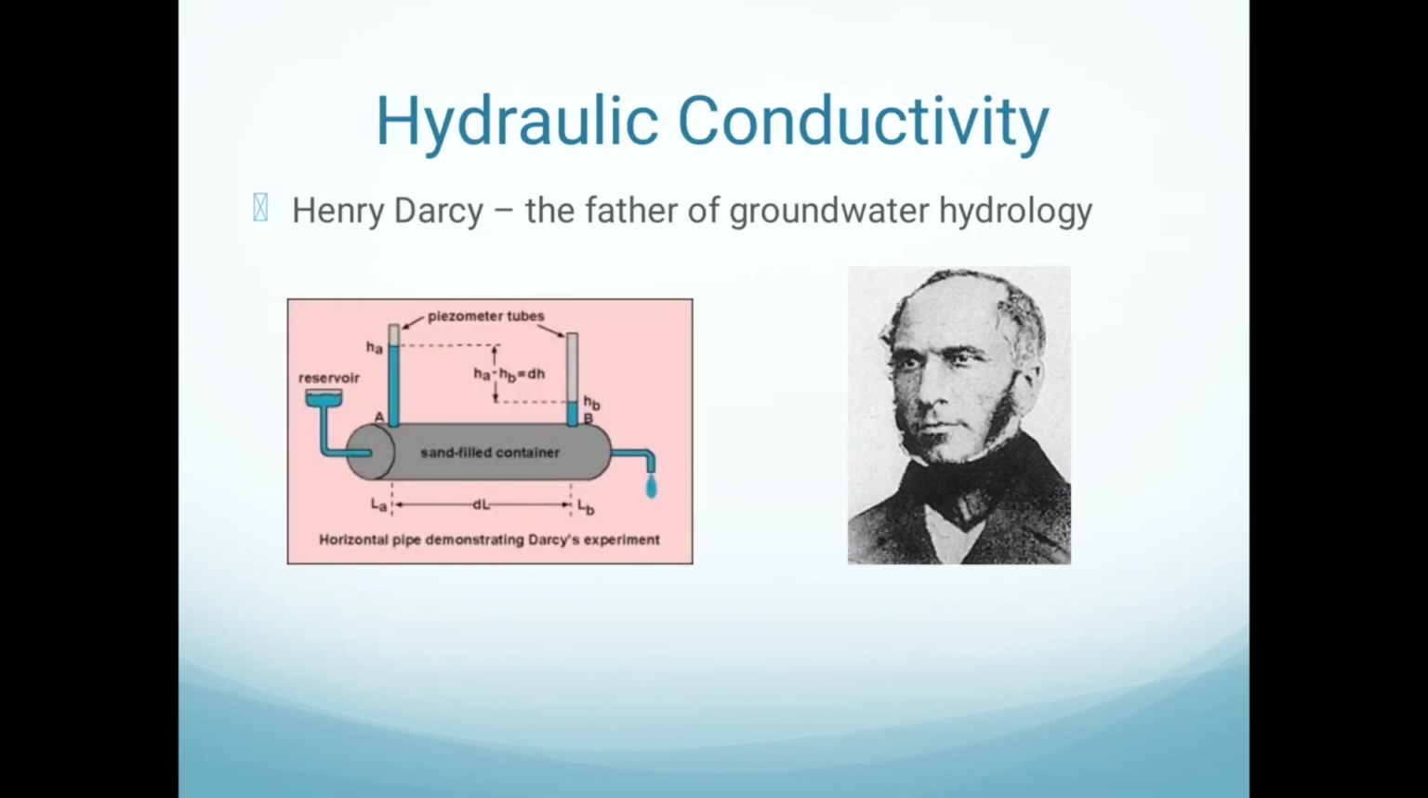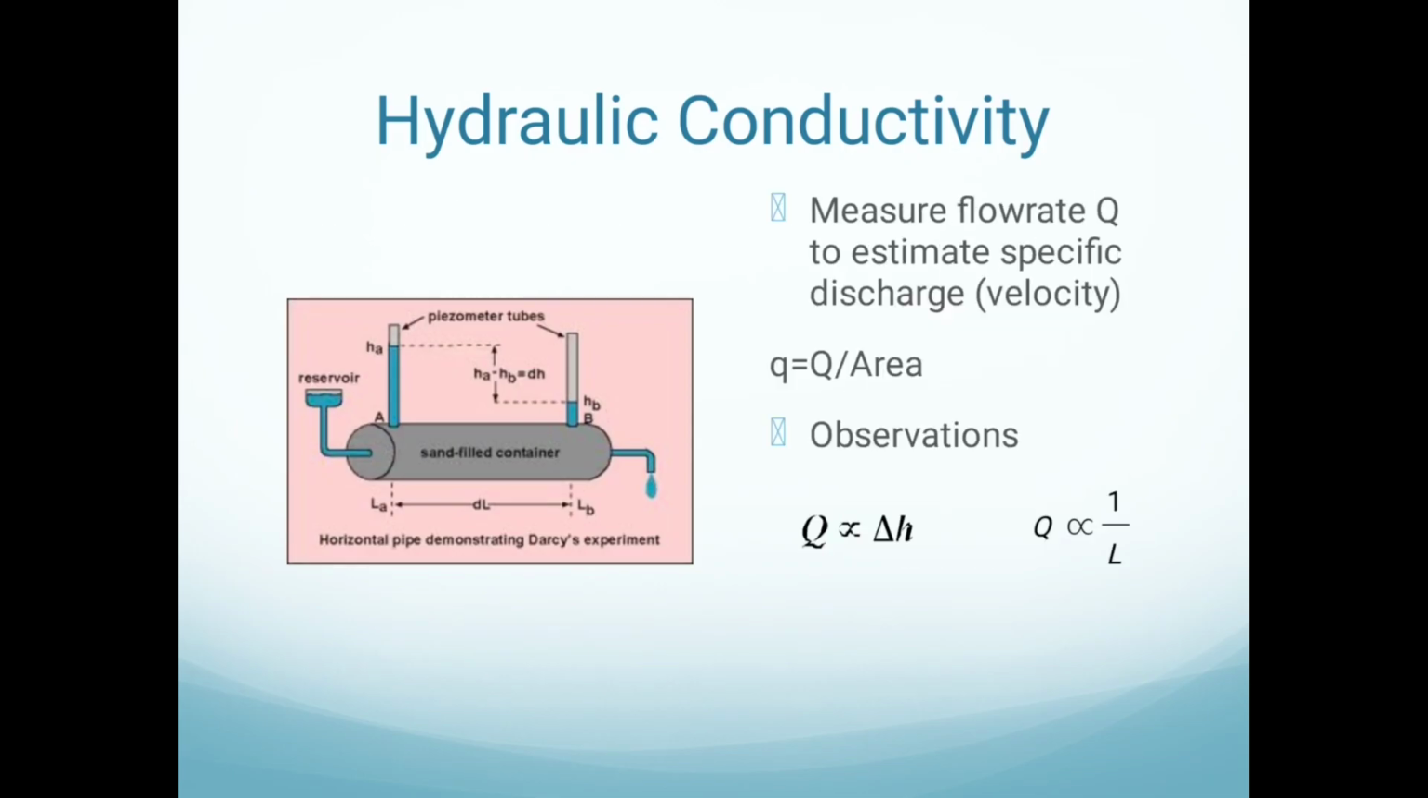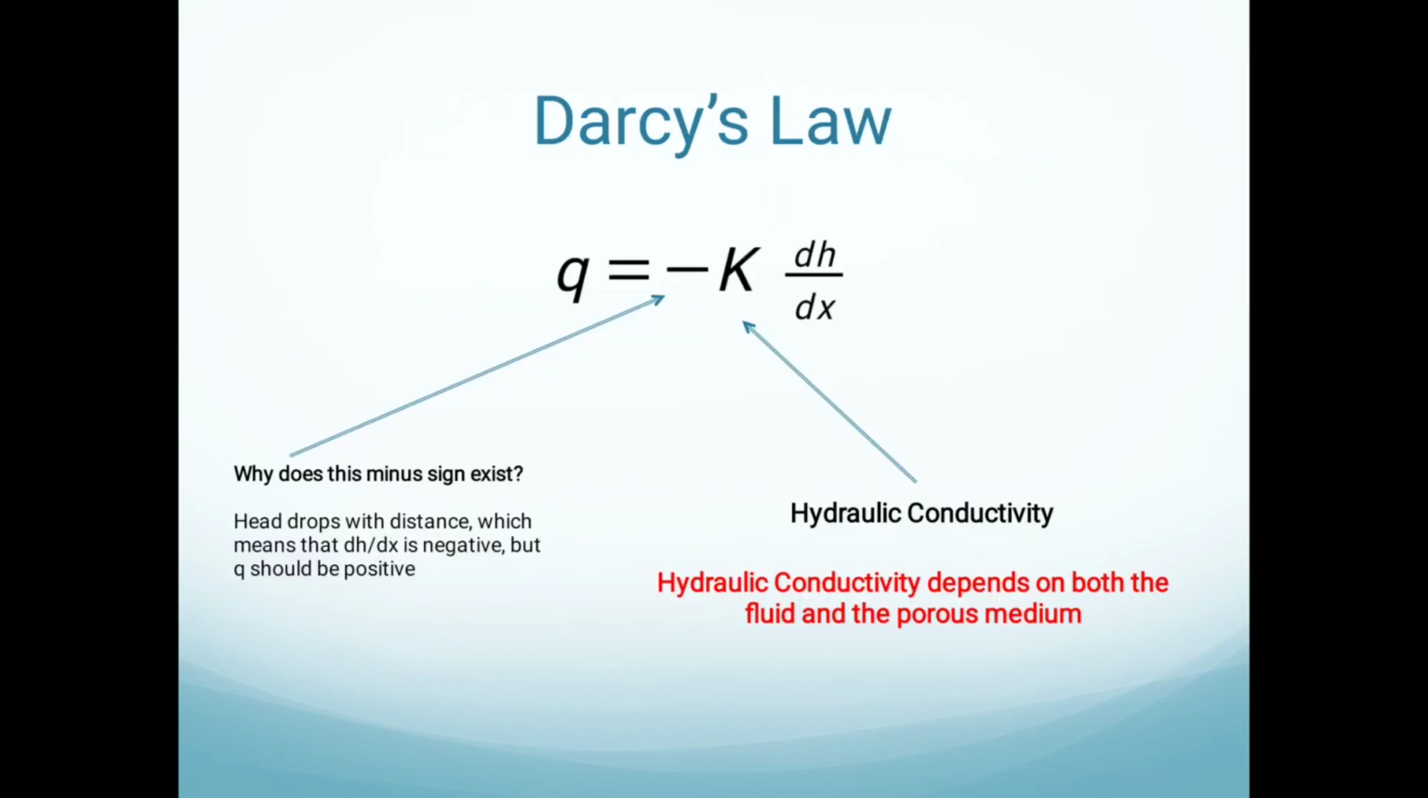Next one, hydraulic conductivity. It was discovered by Henry Darcy, the father of groundwater hydrology. The measure of flow rate Q is to estimate specific discharge, the Darcy velocity. Q is the discharge by area. Next one, Darcy's law: q = -K dH/dx. Head drops with distance, which means dH/dx is negative, but q should be positive.